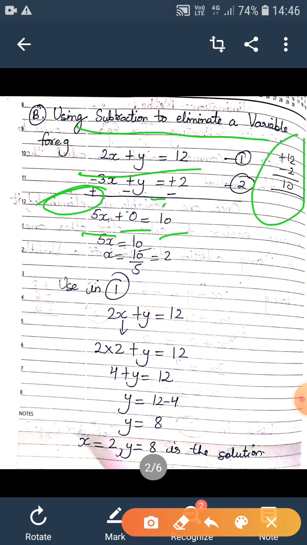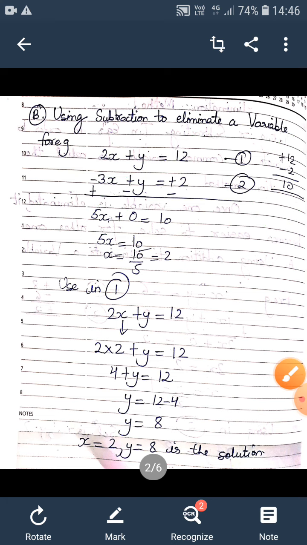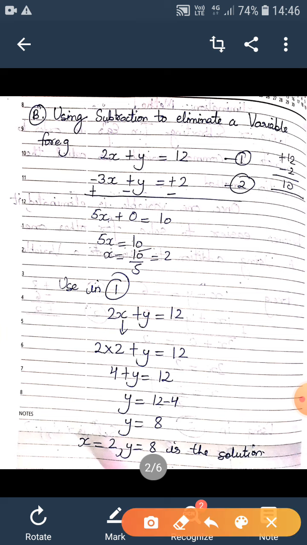You can show the working like this here also, and it becomes clear and the mistakes made are very few then. Plus 12 and minus 2 gives us 10. So 5x equals 10, then x equals 10 divided by 5, that is equal to 2. We can use this in the first equation, that is 2x plus y equals 12. In place of x we are going to write 2. So 2 into 2 plus y equals 12. So 4 plus y equals 12, or y equals 8. So x equals 2, y equals 8 is our solution.